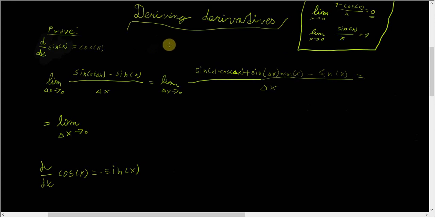Hello! Today I'm going to be speaking about deriving some derivatives from our tables. So how do we prove that the derivative of sine of x equals cosine of x, and how do we prove that the derivative of cosine of x equals minus sine of x? So essentially we follow the same formula that I showed you in my previous videos on derivatives, so please go check them out.